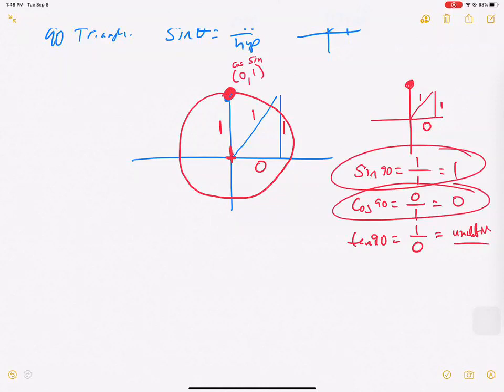You could memorize it, and that's 100% great. A lot of people will just straight memorize it, where my cosine is 0 and my sine is 1. But sometimes people forget. I like drawing the triangles. Let me show you guys another one. What is the sine of 180 degrees?